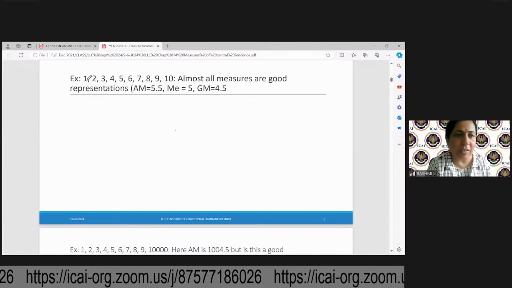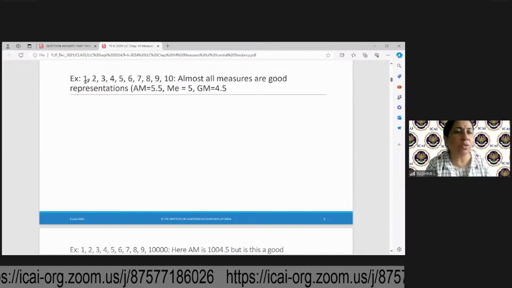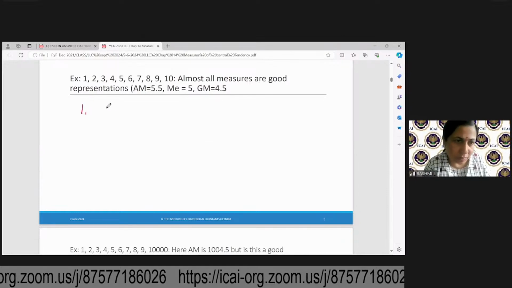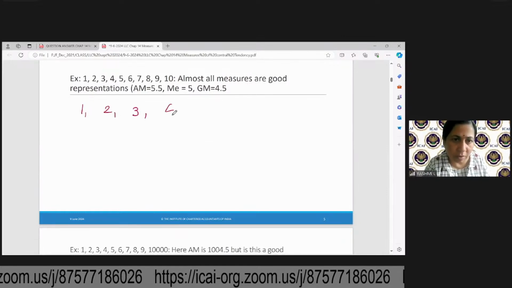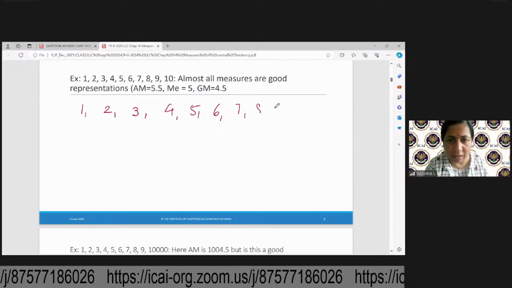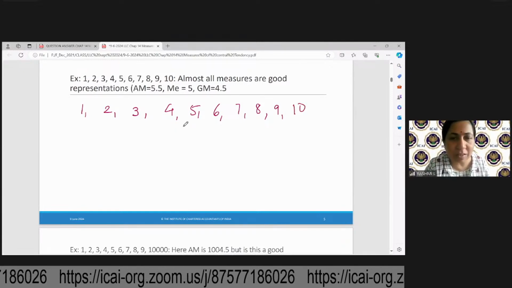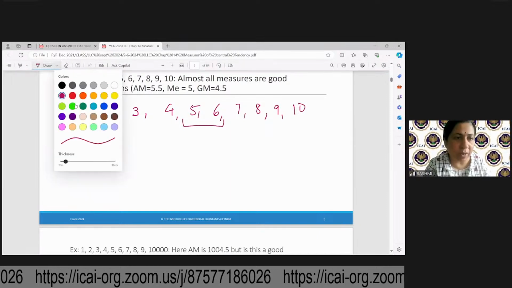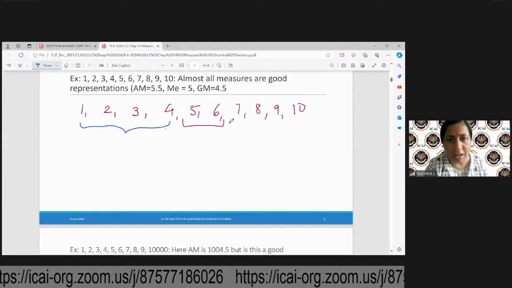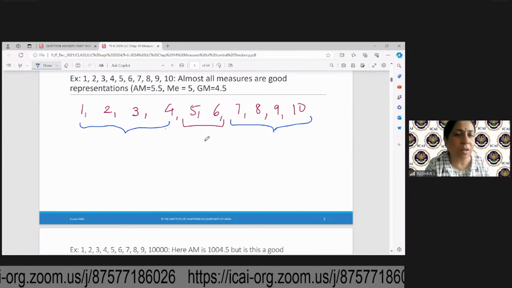So now let us see this data: 1, 2, 3, 4, 5, 6, 7, 8, 9, 10. Almost all measures are a good representation here. What is the middle value? The middle value is 5 and 6, because there will be four numbers on the left-hand side and four numbers on the right-hand side. So this is the middle value.